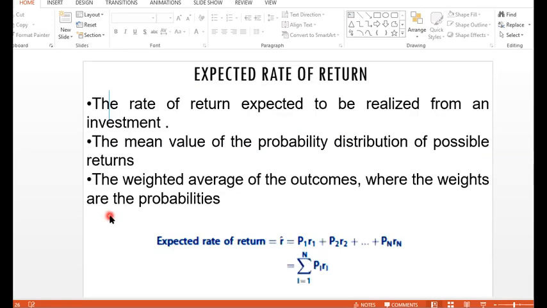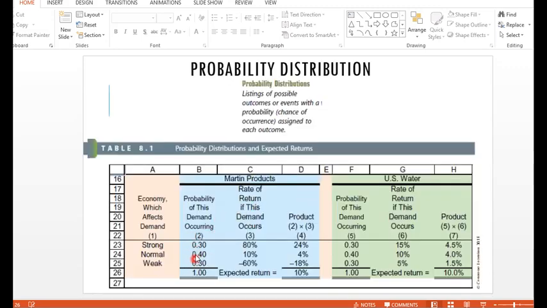So what is the expected rate of return? It is the rate of return expected to be realized from an investment. It is the mean value of the probability distribution of possible returns, the weighted average of outcomes. Here you can see that we have three different probabilities, and here is the average of all three, the weighted average, or the mean return.